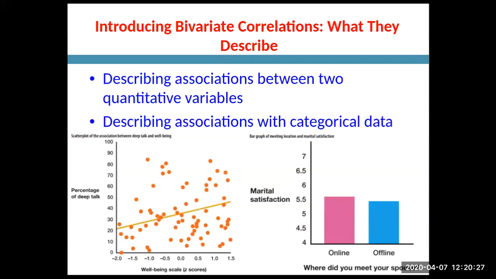So what we see here is that there are 2 different ways to assess correlations or association claims. We will be describing association claims between 2 quantitative variables, which is what we see on the left, and associations with 1 quantitative and 1 categorical variable. Allow me to elaborate. On the left, we have two measured variables. We are looking at how well somebody is on a well-being scale, standardized to a Z-score. So basically, we're looking to see their level of happiness, and we are correlating their level of happiness with how many deep conversations they have.